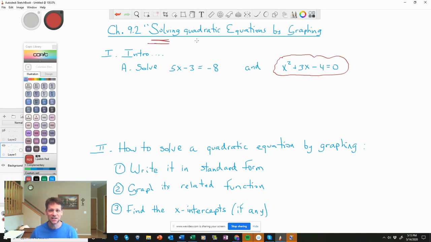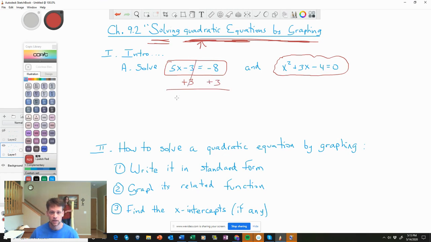it is solving equations, just like we did at the very beginning of the year, except that this time they're quadratic. So let me remind you of what you already know. This over here is a linear equation. You know how to solve this. And the strategies we used was to do something to both sides. For example, for this one, we could add 3 to both sides and cross those out, and you get 5x equals negative 5. And then we would divide both sides by 5, and we would get x equals.